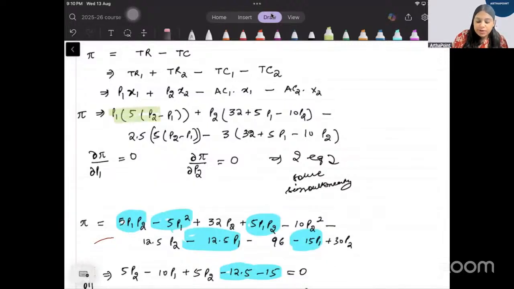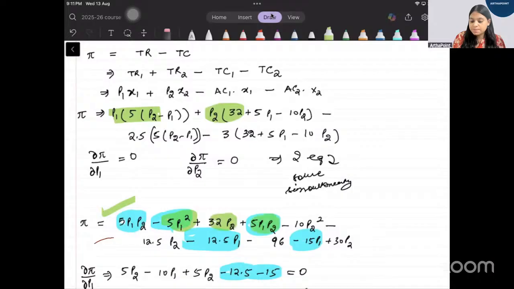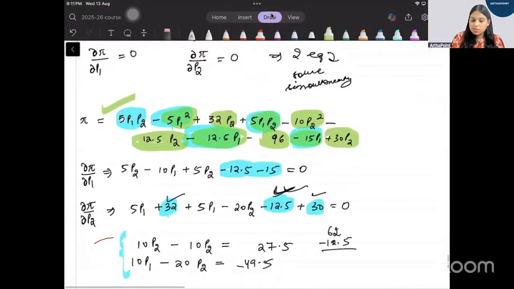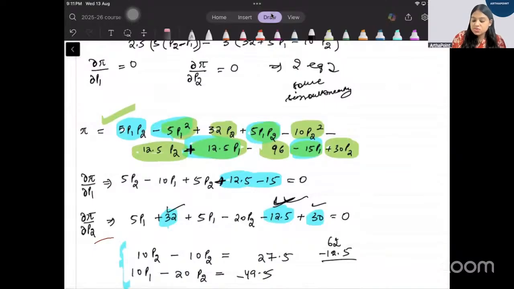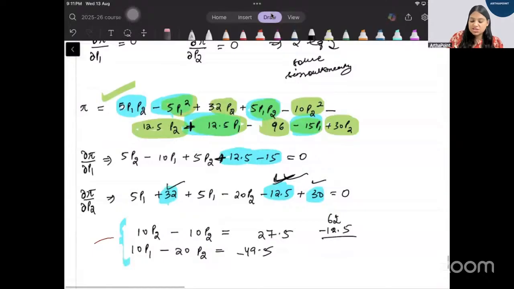This is 5 P1 P2 minus 5 P1 square plus 32 P2 plus 5 P1 P2 minus 10 P2 square minus 12.5 P2 minus 12.5 P1 minus 96 minus 15 P1 plus 30 P2. Yes, that's right. Thank you for highlighting. This will be plus because this is minus and this is minus, therefore plus. So this becomes plus 12.5 minus 15. So 15 minus 12.5. Just correct this.